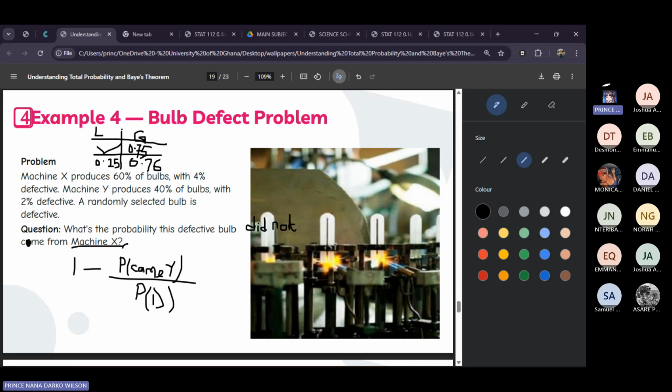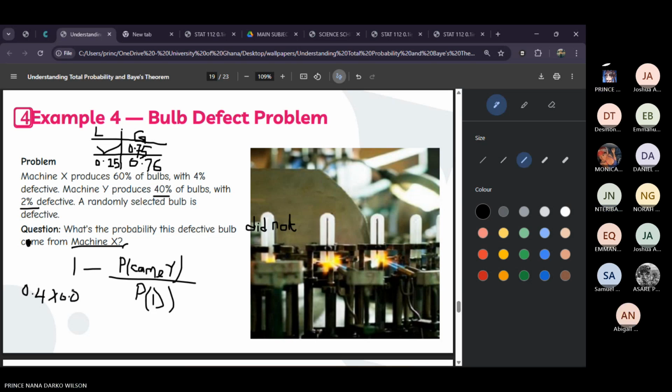So in order to find the probability that it came from Y, we find the probability of taking a Y bulb and the probability of it being defective, and we multiply them. So that's 0.4 times 0.02, right? That's going to be our numerator, by the way. And our denominator is going to be all the other ways that the defective can occur. So defective coming from Y is 0.4 times 0.02. We already know that, as you can see.